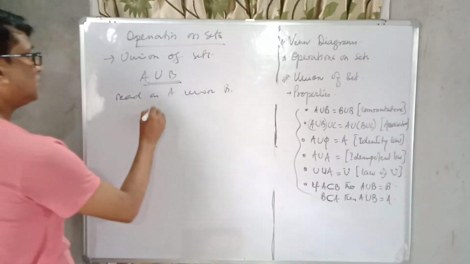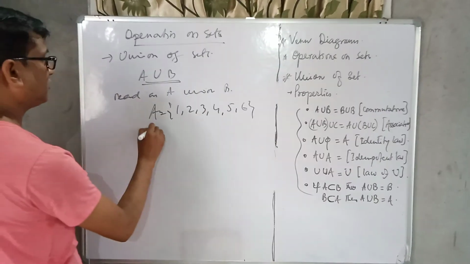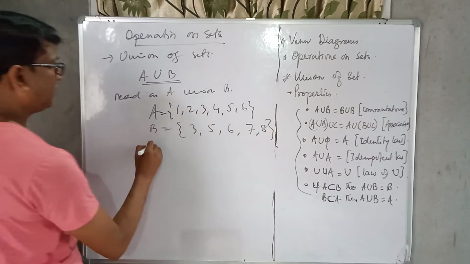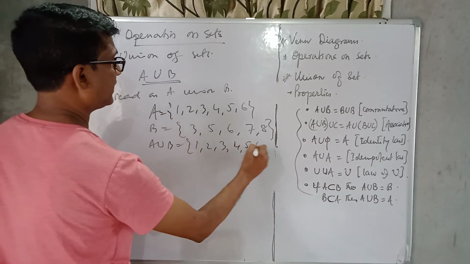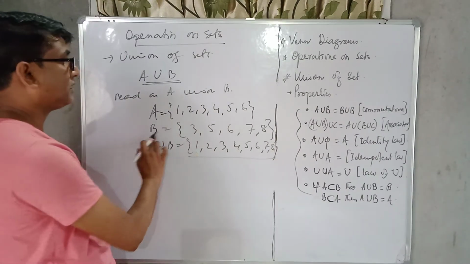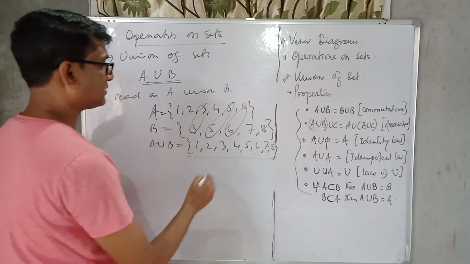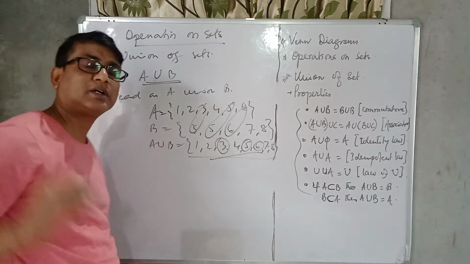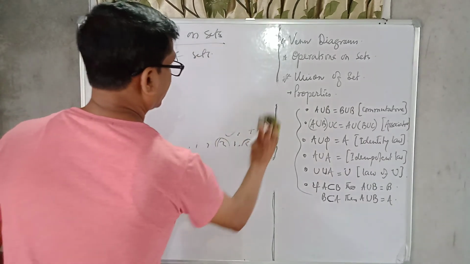Let's see the example. A is equal to 1, 2, 3, 4, 5, 6, and B is equal to 3, 5, 6, 7, 8. So what will be A union B? A union B is 1, 2, 3, 4, 5, 6, 7, 8. It consists of all the elements of A and B, and the common elements, 3, 5 and 6, are written only once. That is the union.